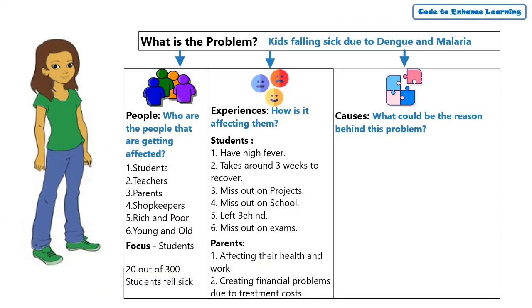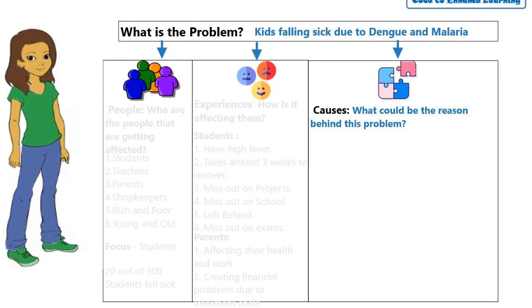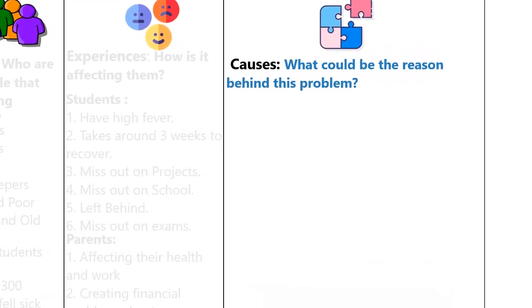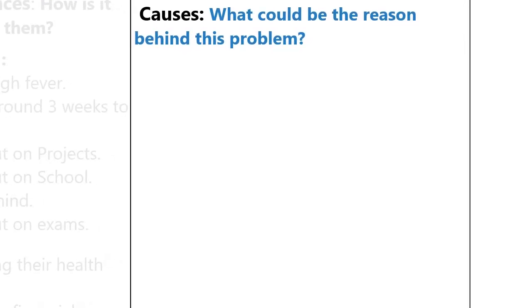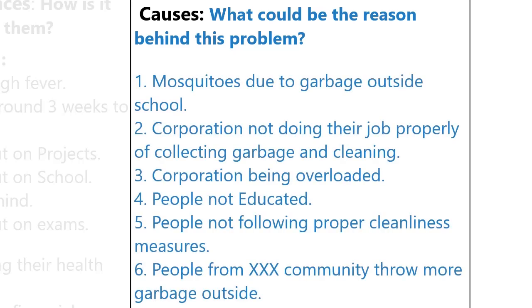Coming to the last bucket of the problem statement, that is causes. Different people expressed different causes for the issue. That is mosquitoes due to garbage outside school, corporation not doing their job properly of collecting garbage and cleaning, corporation being overloaded, people not being educated, people not caring about cleanliness. Few people were also of the opinion that a particular community of people throw garbage outside.